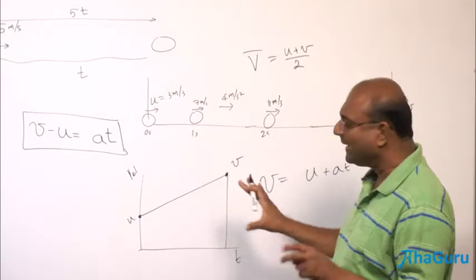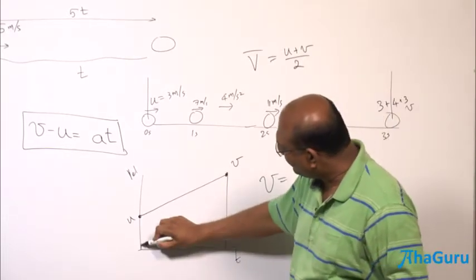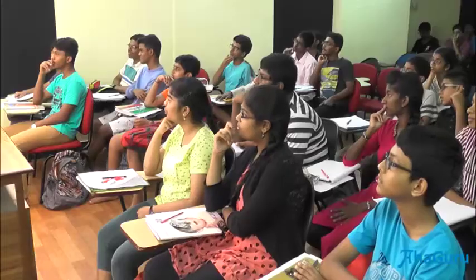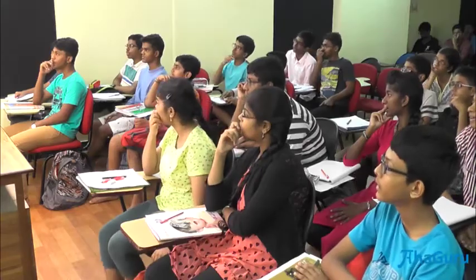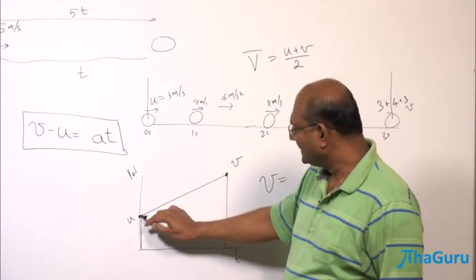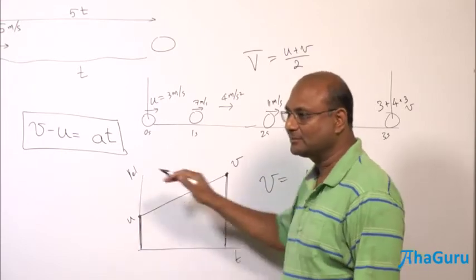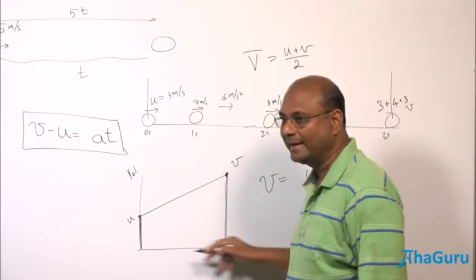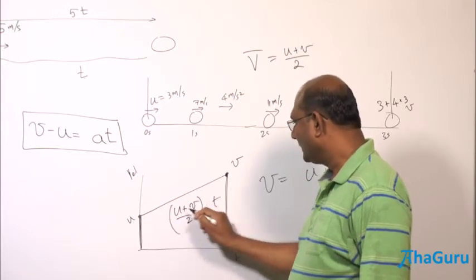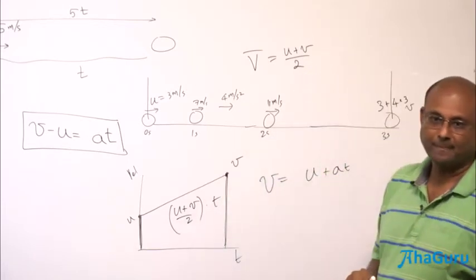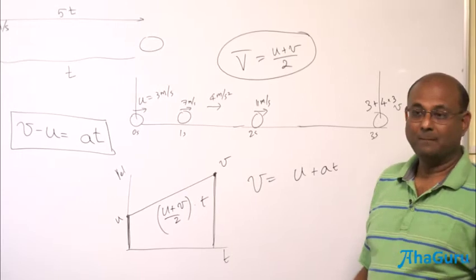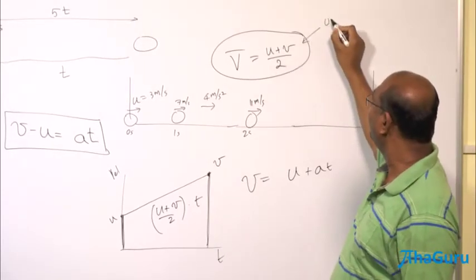Now, it's a very useful graph, but you already know that if you want to find the area, this is a trapezium. What is the area of a trapezium? Half of the sum of the parallel sides into height. Can I say half of the sum of the parallel sides is the average of the parallel sides? So the average of this and this is u plus v by 2, into the height, which is time t. So u plus v by 2 into t. Now this fellow is the average velocity. Displacement is average velocity into time always. But average velocity is u plus v by 2 for uniform acceleration.